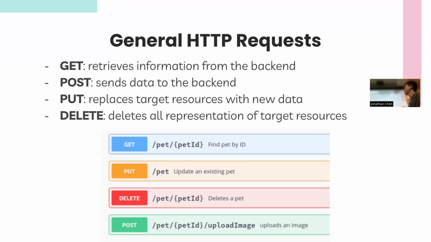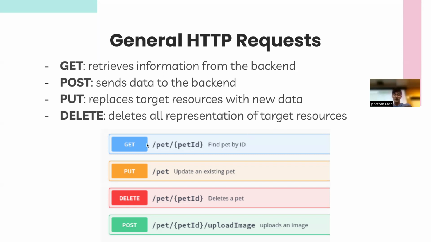So there are four basic HTTP requests that you really need to know. Get retrieves information from the backend. Post sends data to the backend server. Put is kind of like, if you think of your backend database as a set, replacing the resource with new data. And then delete deletes that resource on the server.